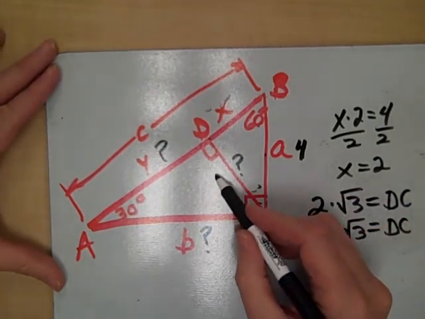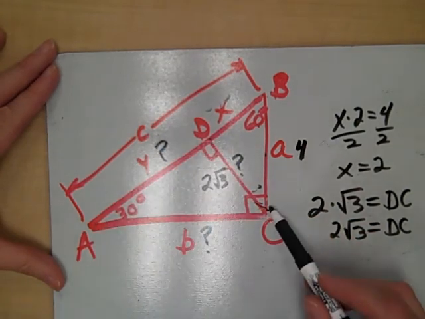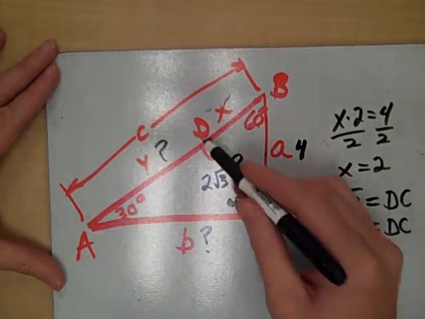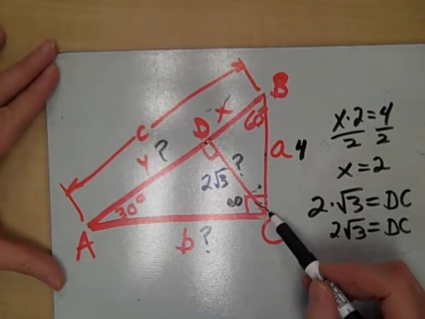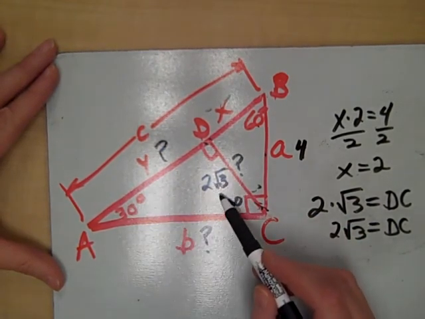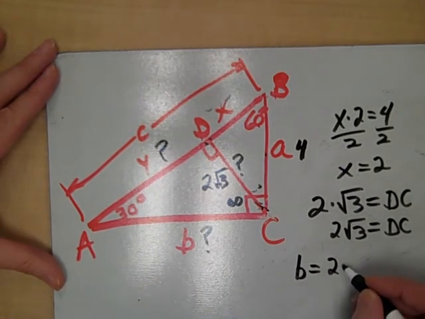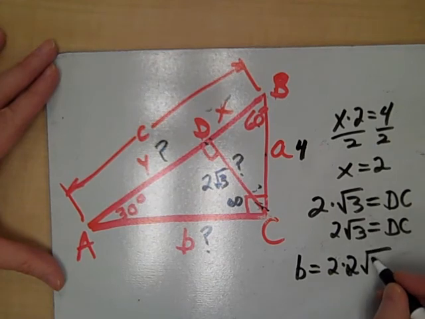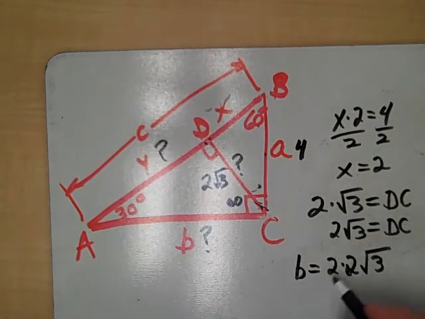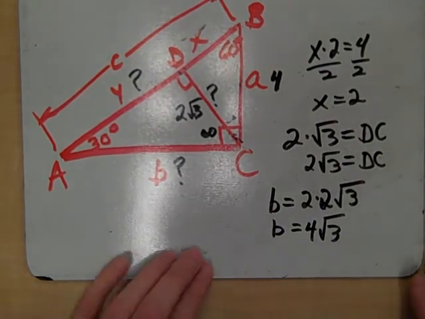And so this is 2 radical 3. Now in context of this triangle here, this is also a 30, 60, 90. DAC is a 30, 60, 90. And what I know is 2 radical 3 of this one is the short leg because it's opposite the 30-degree angle. B is the hypotenuse. Well, the hypotenuse is 2 times the short leg, which in ADC is 2 radical 3. So B is equal to 4 radical 3.